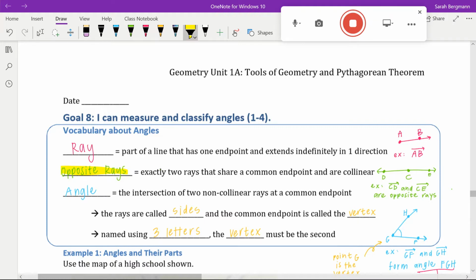The next vocab word is opposite rays. Opposite rays are exactly two rays that share a common endpoint and are collinear. So for example, ray CD and ray CE are called opposite rays because they both share point C and they make a straight line. They are collinear. They share a line.